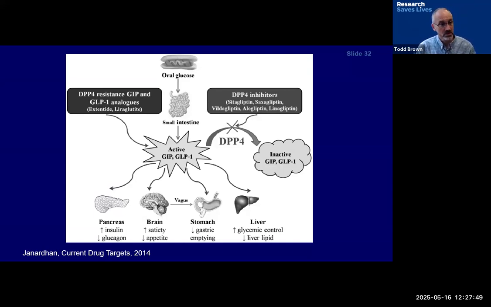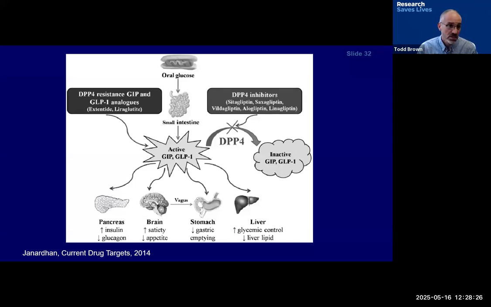That's why these drugs are such good agents for weight loss in people without diabetes. We'll talk about their weight loss effect, but they don't cause hypoglycemia. In addition to the effects on the pancreas, they have central effects on satiety, so effects in the hypothalamus. They have effects on the stomach, slowing gastric emptying, and effects on the liver. There are GLP-1 receptors in lots of different places, so there's a lot of interest in these specific effects of GLP-1.